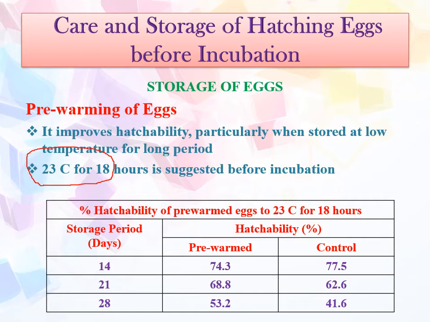So if you directly put the egg from 16 degrees in storage into the incubator at 37 degrees, the hatchability will be affected. This is the reason that after the storage period is over, before putting them into the incubator, there must be pre-warming if the eggs are stored at very low temperature. Otherwise, as I said, if the eggs are stored for only 24 hours at 25 to 30 degrees, there is no need for any pre-warming.